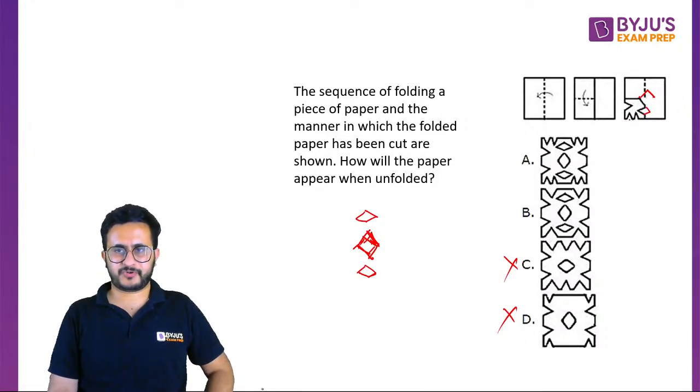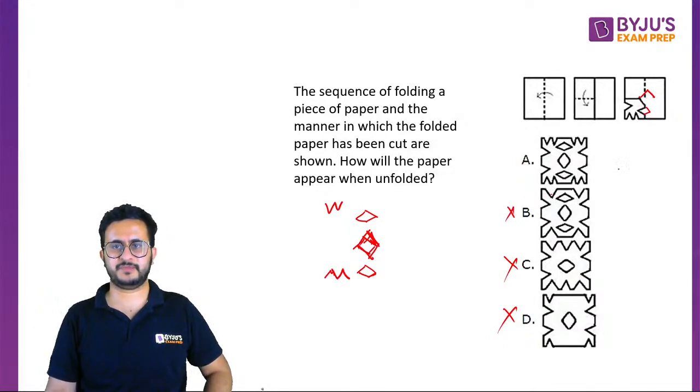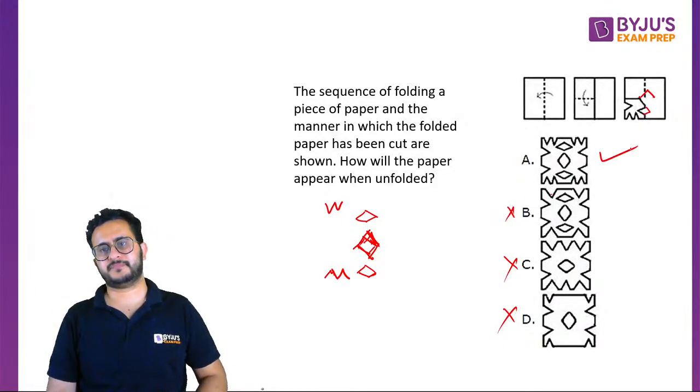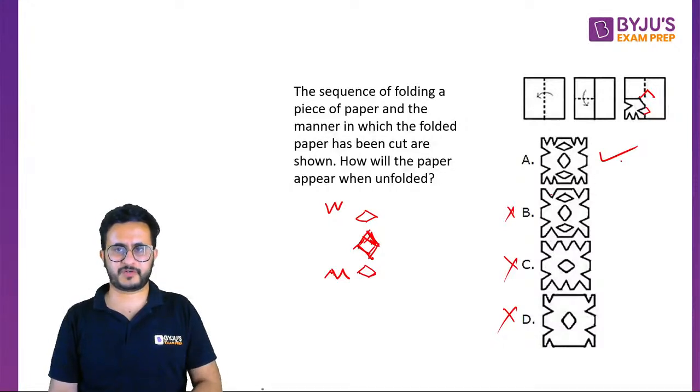Now count the number of cuts they have. These two teeth, right? So there are two teeth, one, two. So there will be two teeth like this also. Right, here it is just one tooth. So you can eliminate this. A will be the answer. And you have cut this portion, the face cut here. So this cut will appear here, and here and here.